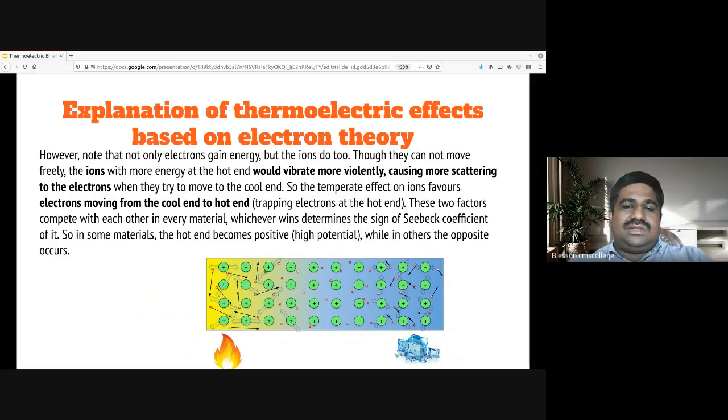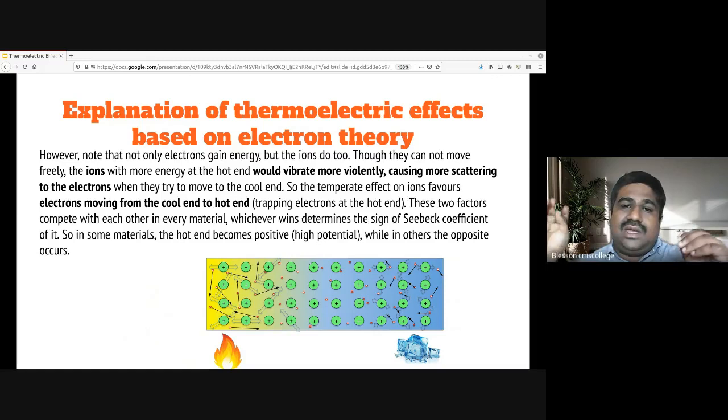That's not the end. Something else can also happen. If we heat a portion, the electrons will gain energy and they will start to move at higher speed. But not only the electrons gain energy, the positive ions will also gain energy. Ions cannot move like free electrons, but they will start to vibrate very violently, so that they will scatter the free electrons in all directions, and the electrons cannot move from the hotter region to the colder region. So this will have a negative effect.